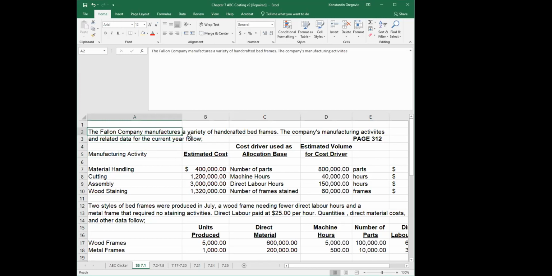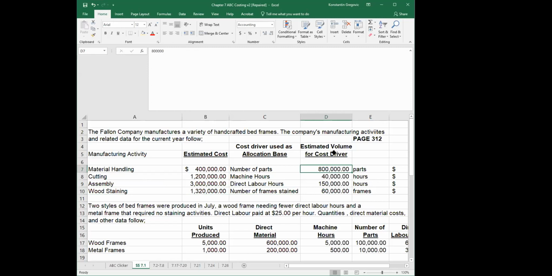The Fallon Company manufactures a variety of handcrafted bed frames. The company's manufacturing activities and related data for the current year are as follows. So here are our activities: material handling, cutting, assembly, and wood staining. These are our estimated costs. Now, these are the drivers they've identified: number of parts for material handling, number of machine hours for cutting, direct labor hours for assembly, number of frames stained for wood staining.